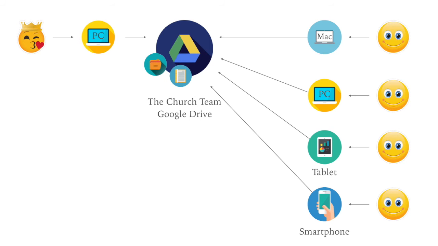So now the rest of the adult RE committee can come and use the internet with their device, and it could be one person on a Mac, one person on a PC, somebody else on a tablet of some kind, somebody else on some kind of smartphone, but all of them have internet, all of them have a web browser, all of them can go to the hub, the church team Google Drive for the adult RE committee.